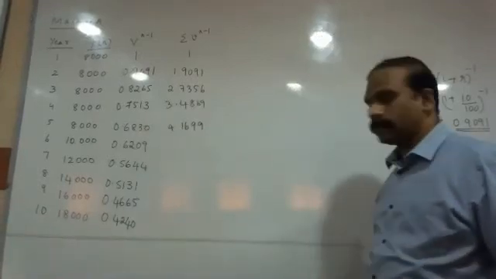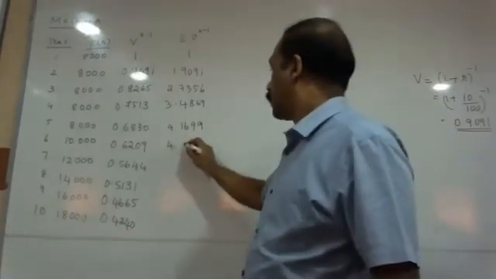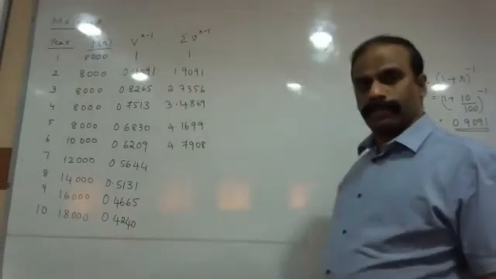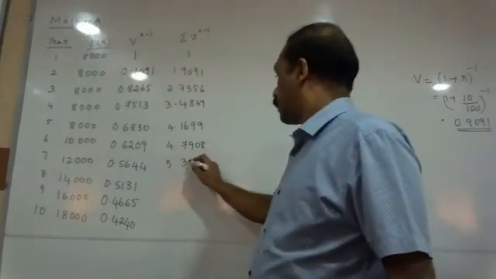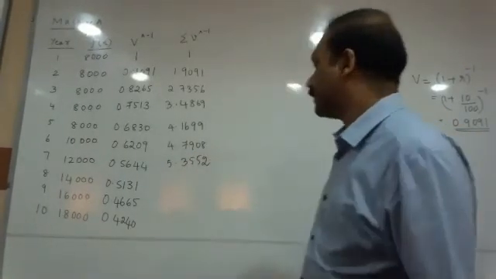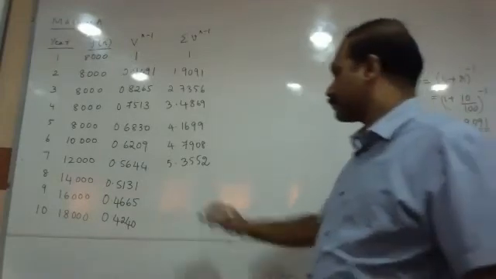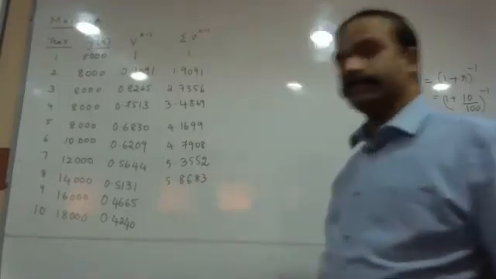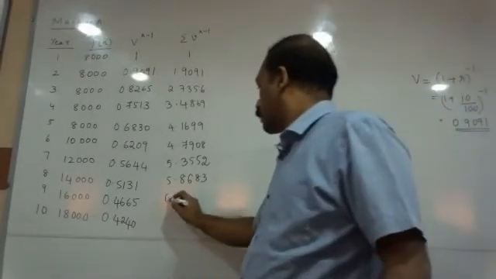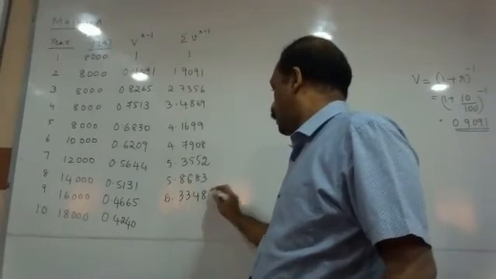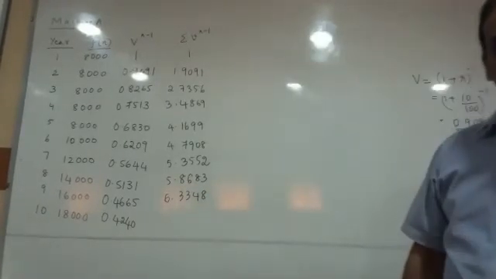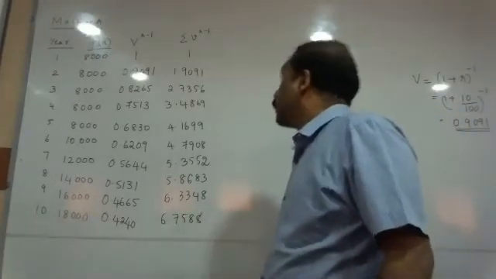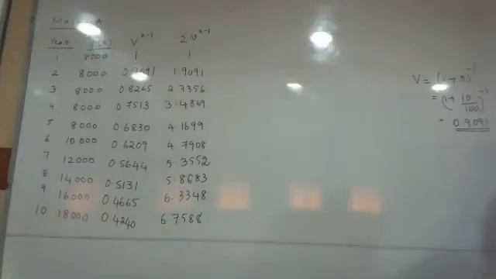Next, sixth year, 4.7908. Next, seventh year, 5.3552. Next, eighth year, 5.8683. Next, ninth year, 6.3348. And the last year, 6.7588. Now we have got the value of the summation of V to the power of n minus 1.